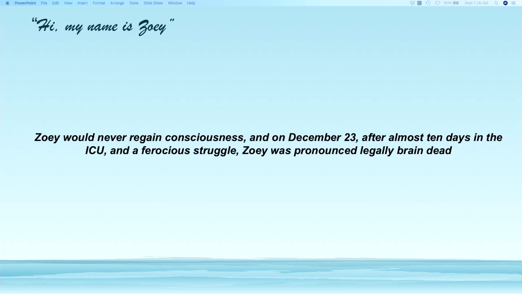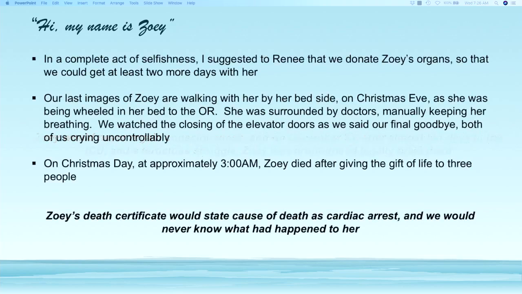Zoe would never regain consciousness again. On December 23rd, after almost 10 days in the ICU and a ferocious struggle, Zoe was pronounced legally dead at Banner University Medical Hospital. In a complete act of selfishness, I suggested to Renee that we donate Zoe's organs so that we could at least spend 2 more days with her, since there's a 48-hour window from when you make the decision as a parent to donate organs to when the organs actually have to be harvested. Again, we were fortunate that due to the inability of the hospital to determine what was wrong with her, it actually took the full 48 hours for the hospital to find recipients for her organs because they could not say what was wrong with her.